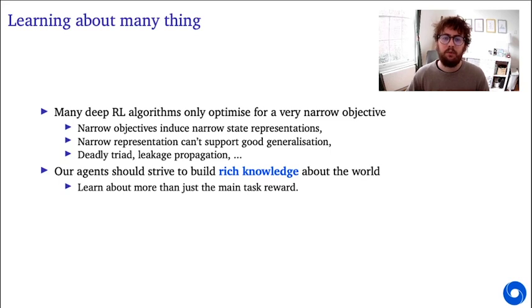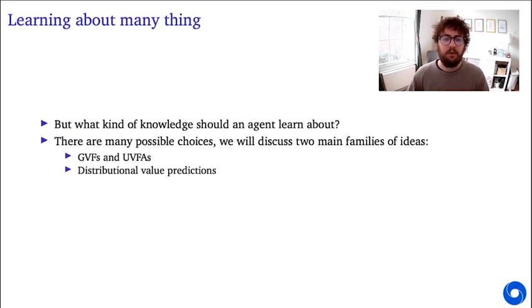And if you agree with this premise, then maybe the natural step is to ask our agents to learn about more than just a single task reward, have them strive to build richer knowledge about the world. But of course, this is, in a sense, easier said than done, because in order to do so, we need to think of what other knowledge they should learn about. And there are many possible choices.